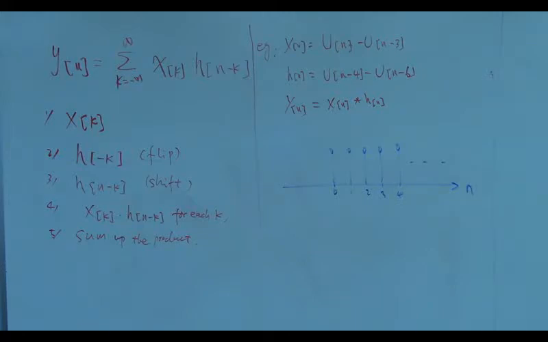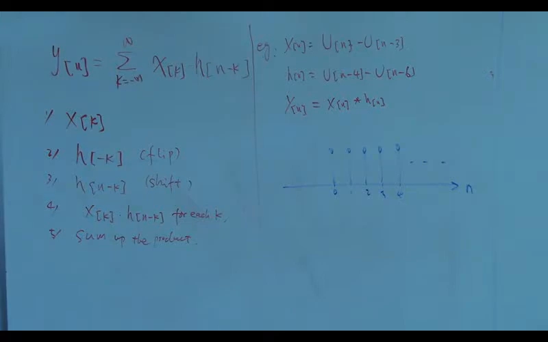Where is the x[n]? u[n] is from 0, right? Start from 0 all the way to the right. u[n-3], you start from 3 all the way to the right. Right? You need to start from 3. So this is u[n-3].